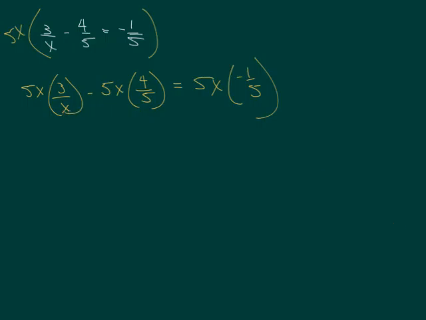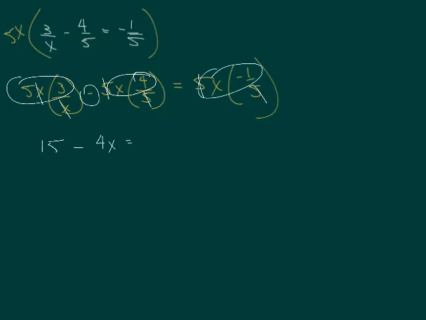Alright, so let's do some canceling. I have an x here and an x here, so I can cancel those. I have a 5 here and a 5 here, so I can cancel those, and a 5 and a 5. Now let's see what I've got. 5 times 3 is 15, minus, don't forget the minus. I have a 4 and an x left, and I have a negative x there, a negative 1x.